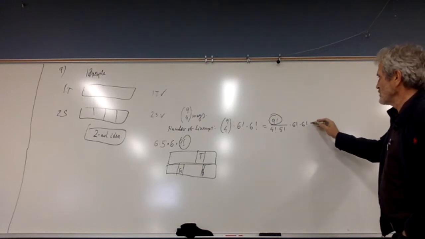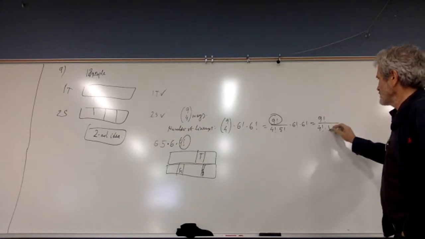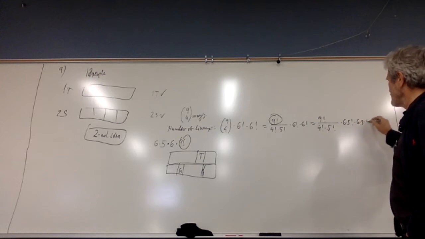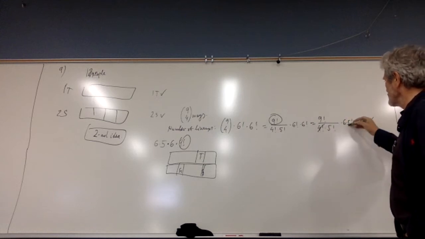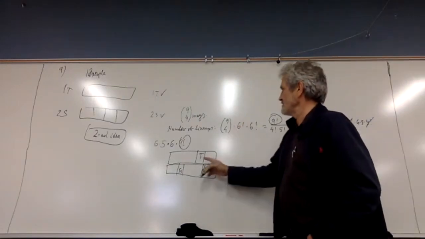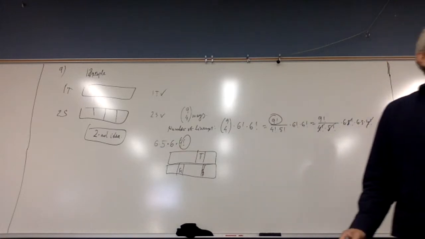Why? Because what's this? 9 factorial should be kept. This is 4 factorial, 5 factorial. This is 6 times 5 factorial. This is 6 times 5 times 4 factorial. We cancel 4 factorial, we cancel 5 factorial. 9 factorial over 6 times 5. So that means that probably both configurations are good.